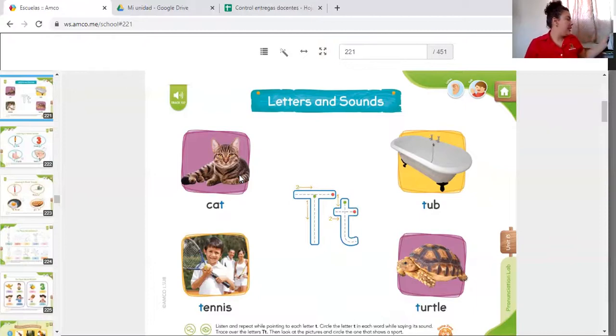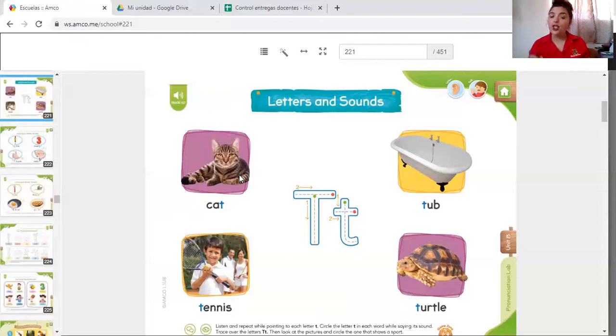So the next is tennis. When you play tennis, you need a racket. With a racket, when the ball is coming, you hit it with your racket. Very good. So tennis. Tennis. Okay. And don't forget, with one color, you circle the little piece, okay?